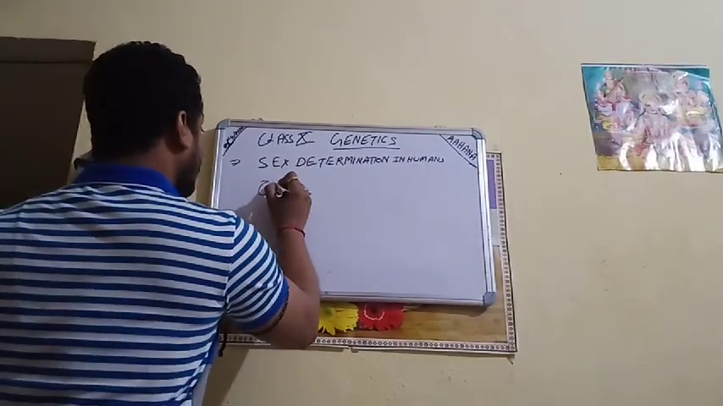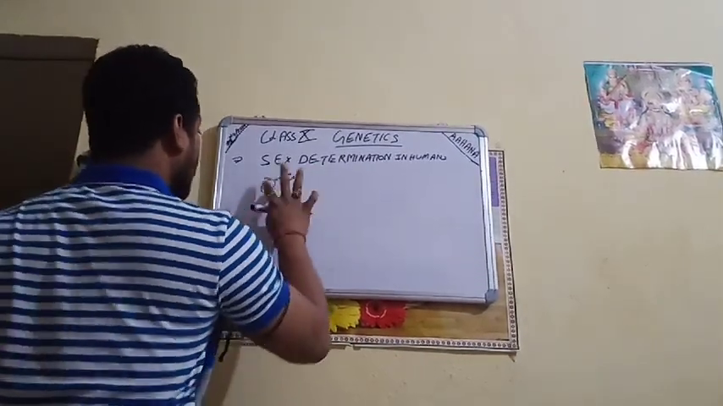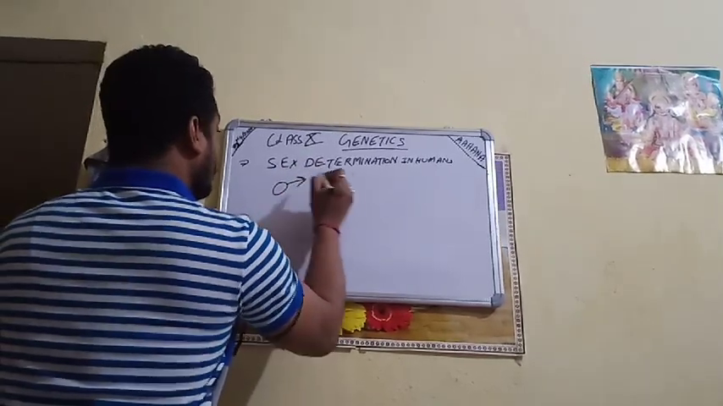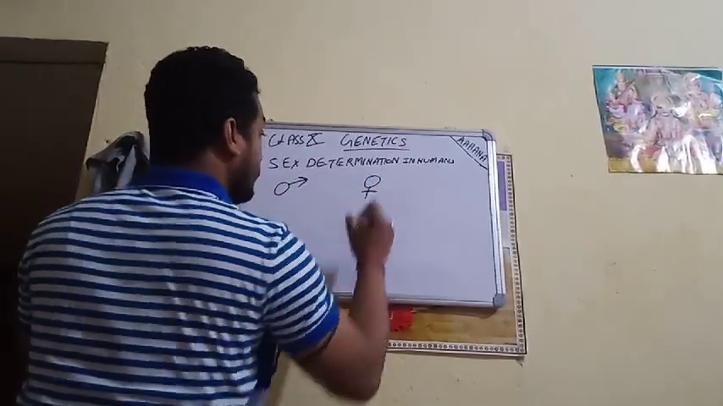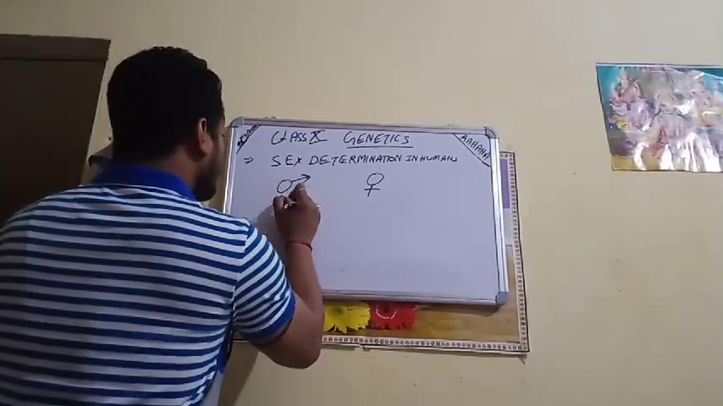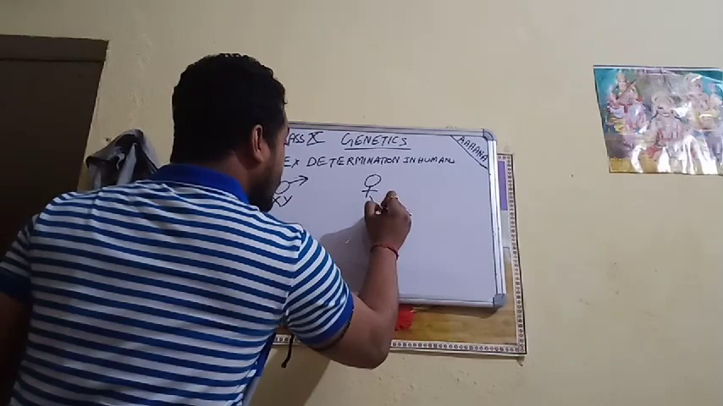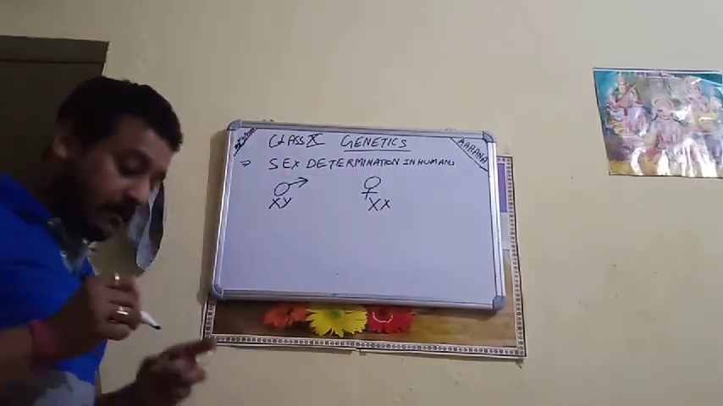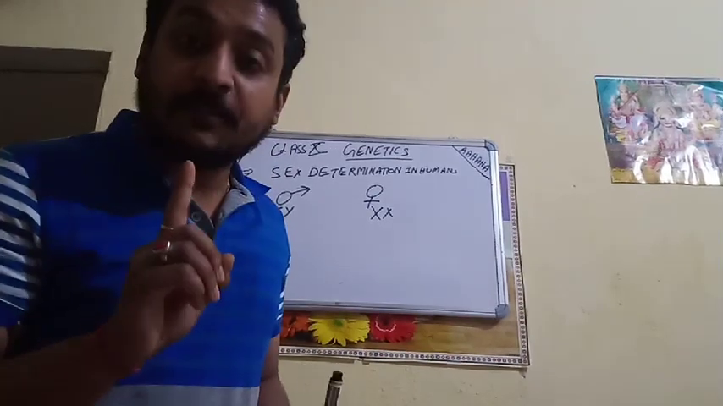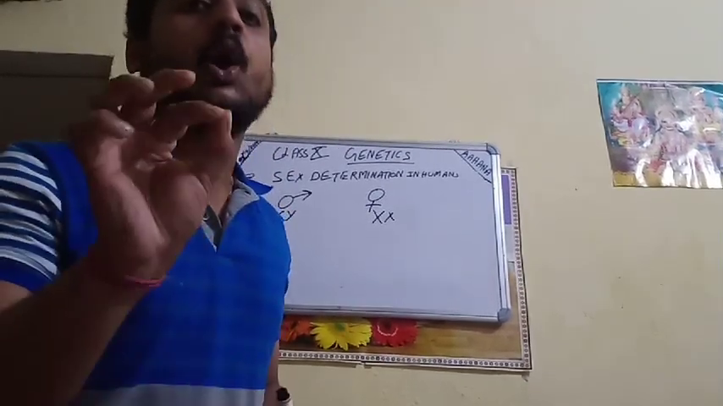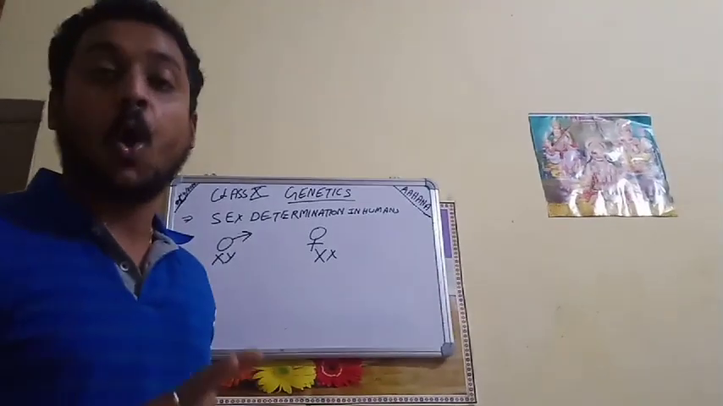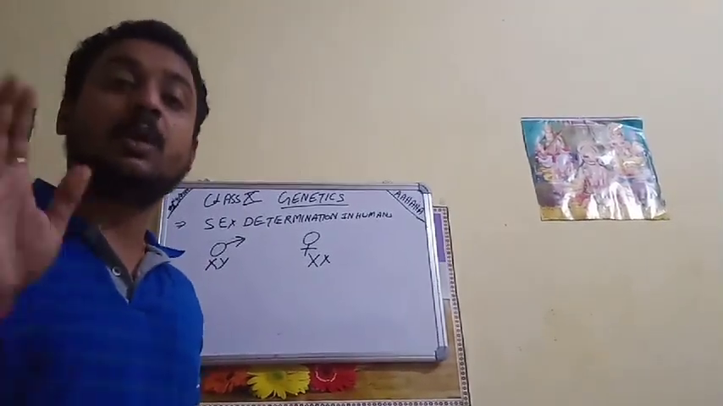This is the biological symbol for the male, and this is the biological symbol for the female. The male has the chromosomes XY, and the female has XX. We know in our body there are 23 pairs of chromosomes. 22 pairs, I repeat, 22 pairs of chromosomes are body chromosomes known as autosomes, A-U-T-O-S-O-M-E-S.